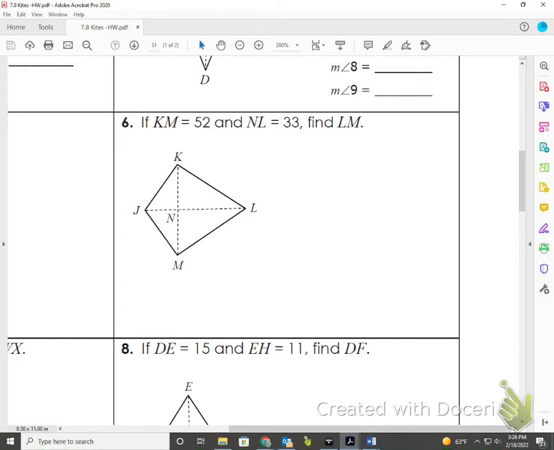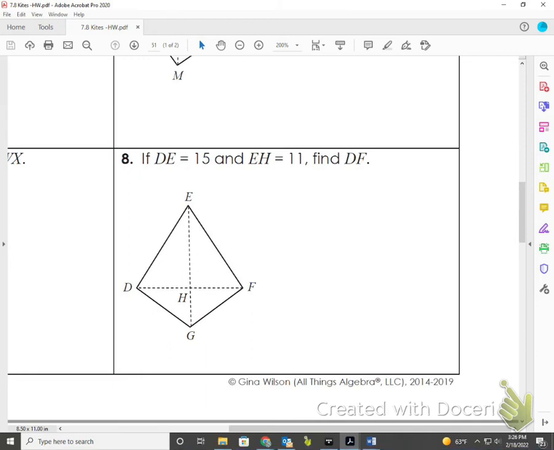We can use the fact that the diagonals bisect each other, or we know it's 90 degrees. We know that NL is 33. We know that this right here does get split in half. J to N is clearly not equal to N to L, but K to N is congruent to N to M. So we can use the fact that this right here is 16.5 and this right here is 52, and we can figure out L to M.